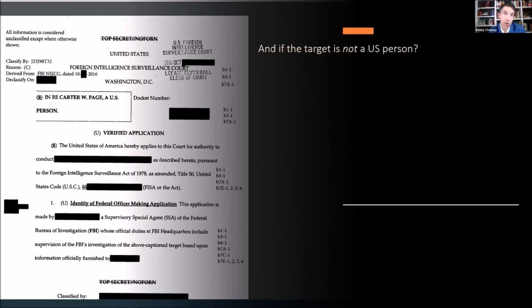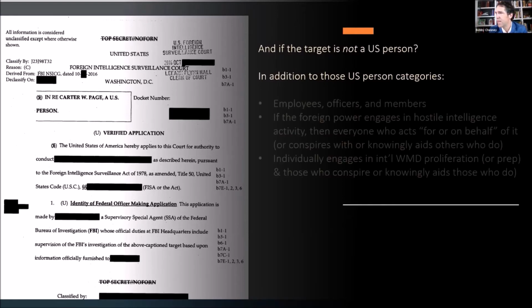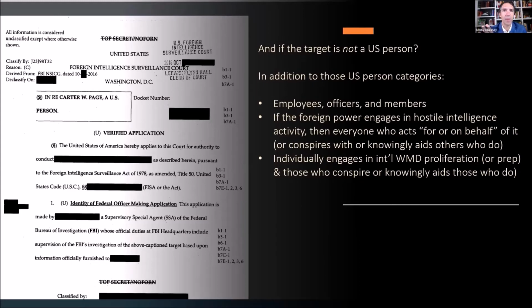Now, for those non-US persons, where you do get to rely on their speech, in addition to the categories we just looked at, spying, covert action, and the like, you can go to a lot more innocuous types of things. Just being an employee, an officer, a member of one of the foreign power entities, that counts. For the subset of foreign powers like Russia or China that engage in hostile intelligence activity against the United States, then even if you don't have formal employment, officer status, or membership status, as long as you're acting on behalf of, in some sense, acting under the direction and control of the group, that's going to count too, even if you are formally not part of the group. And then for good measure, we've added in over time, any individual who's engaging in international WMD proliferation efforts or helping others who are. That's the universe.